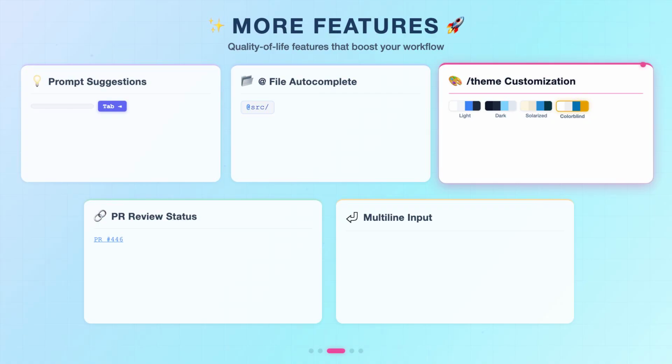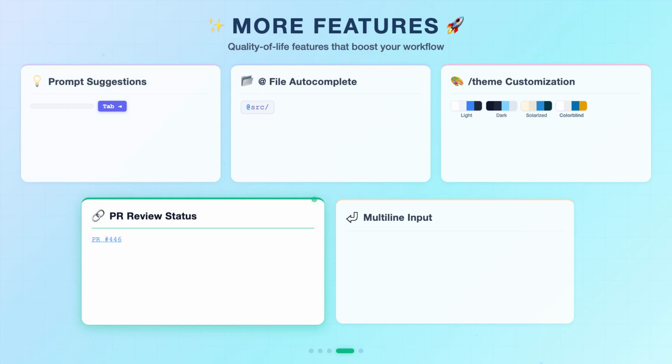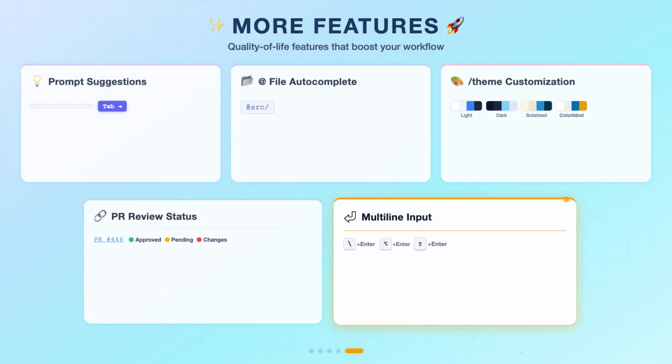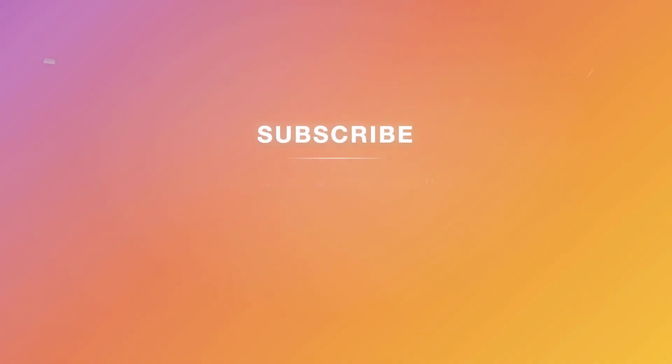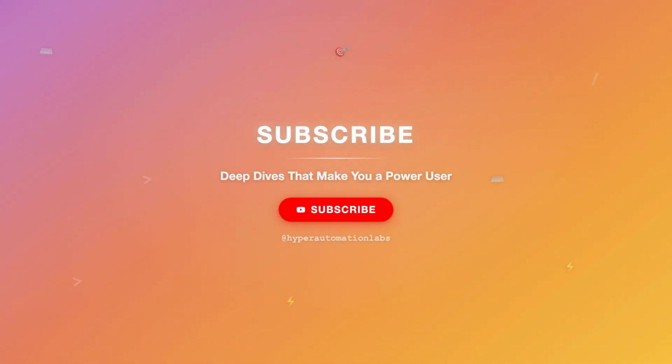The PR review status shows a clickable link in the footer with color-coded review state. Green for approved, yellow for pending, red for changes requested. And multiline input works with backslash enter, option enter, or shift enter depending on your terminal. Those are the most important interactive mode features in Claude Code.